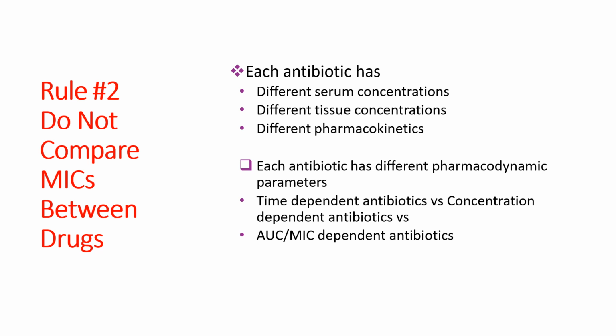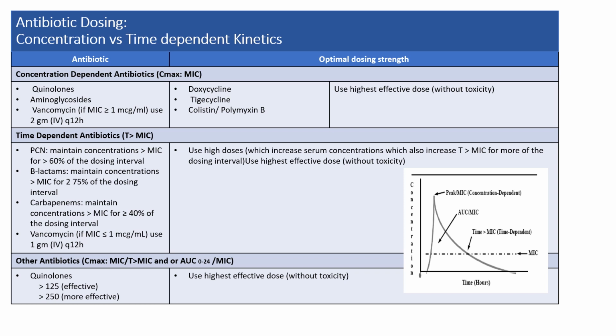Rule number 2 says do not compare MICs. As we have seen in the previous sessions, every antibiotic has a different serum concentration, tissue concentration, pharmacokinetics and pharmacodynamics. Some antibiotics are time dependent, some are concentration dependent, some are AUC by MIC dependent. So do not compare the MICs. Refer to the breakpoints and select the antibiotic. So this is how the chart of the time dependent and concentration dependent antibiotics looks like. We'll see in detail about this antibiotic dosing in the next sessions.